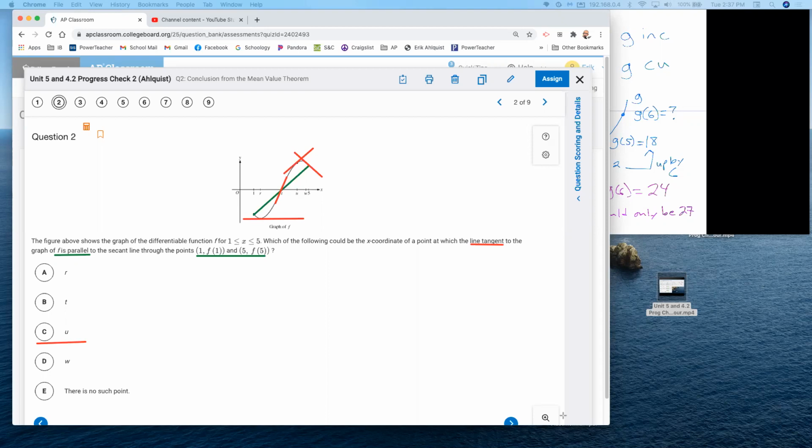And that's the idea behind the mean value theorem. The mean value theorem says that the slope of the secant line, which is the green one, is equal to the derivative, the red tangent lines, somewhere on there. It doesn't have to always be equal, but it has to be equal somewhere on there because that function is differentiable and continuous on the interval. Any question on that?